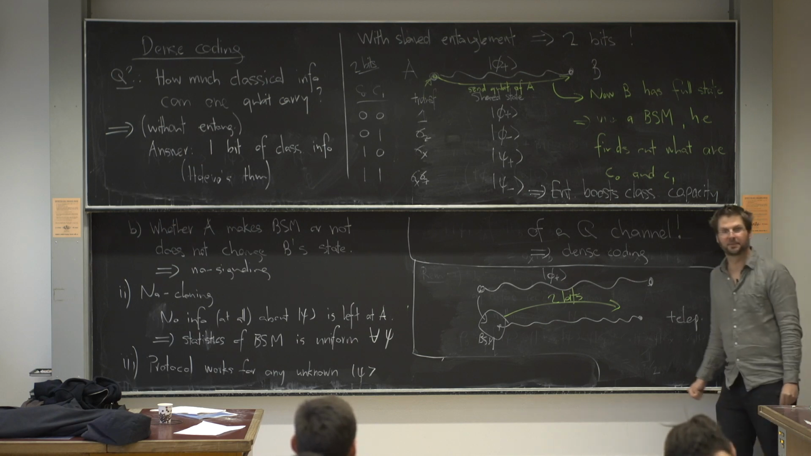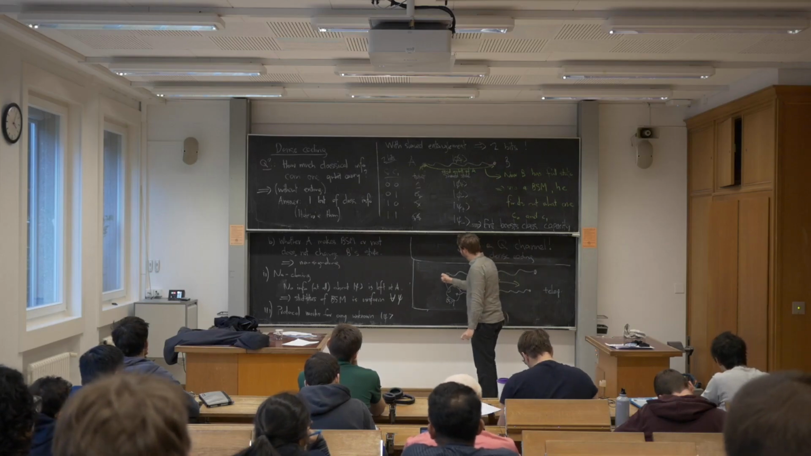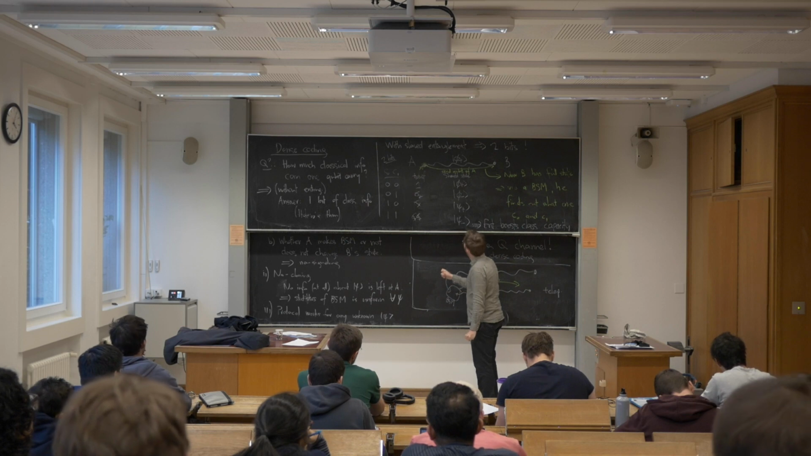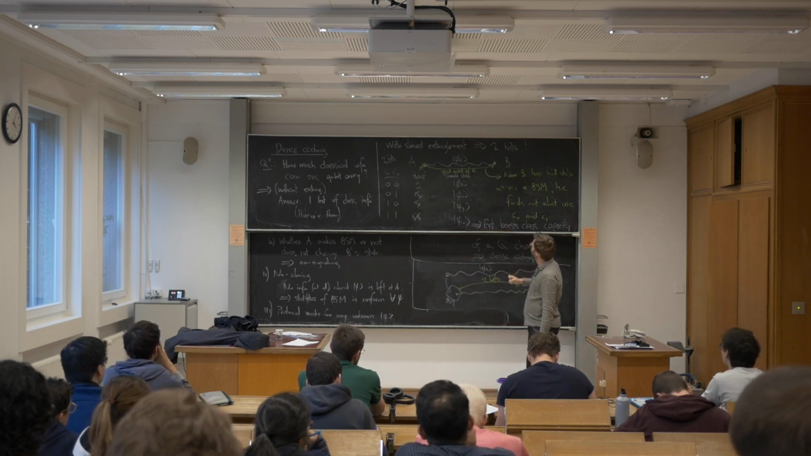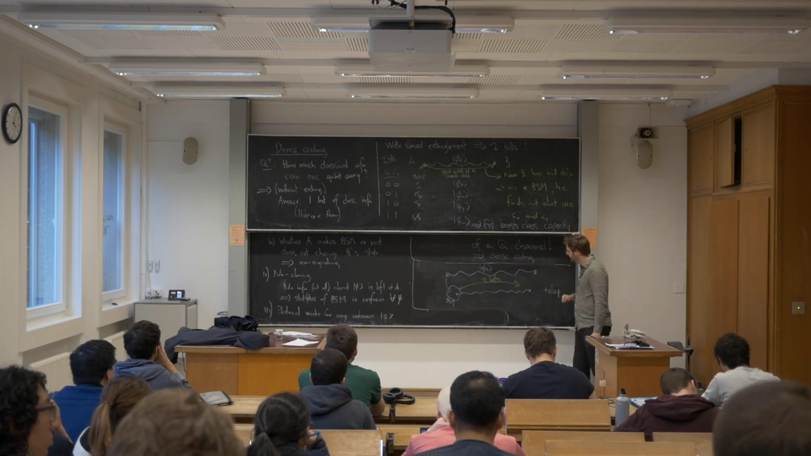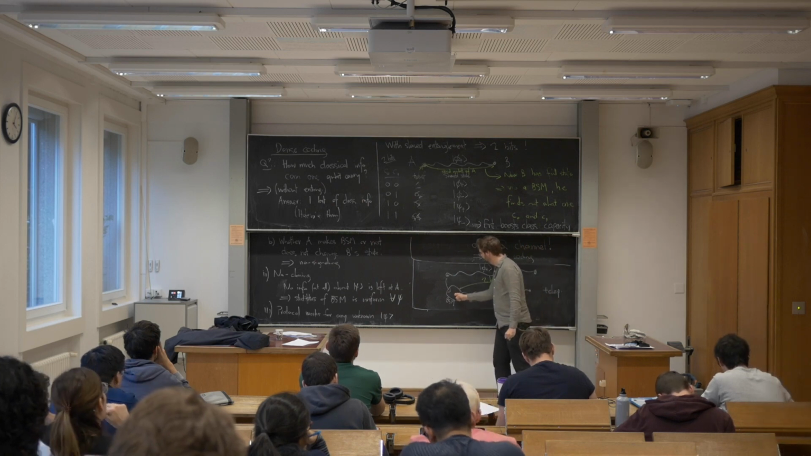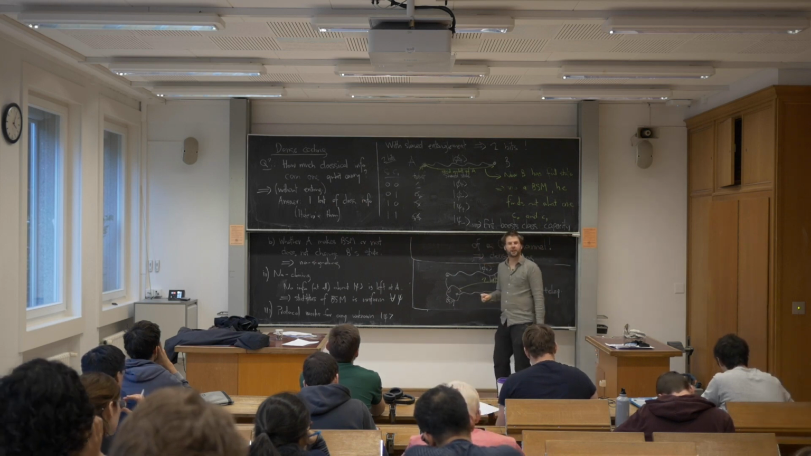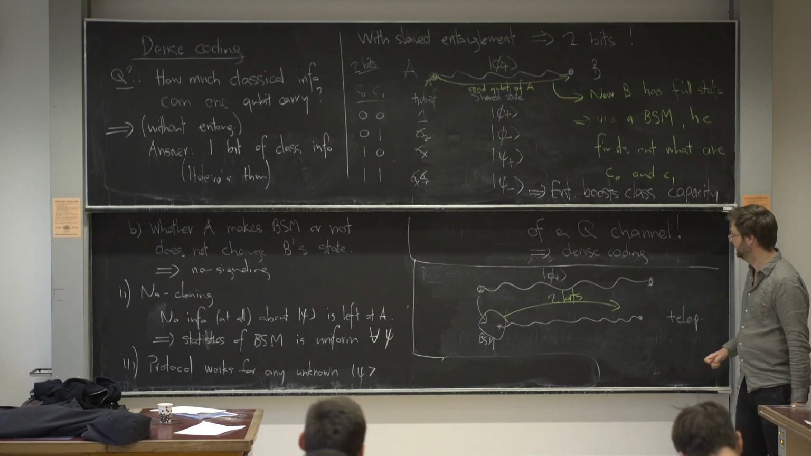Do you get it? Sorry, I know this one is a little bit tricky. Should I say it again? I try again. So, remember, dense coding is the idea that by just sending 1 qubit through a quantum channel, I can send 2 bits of information. Now, I will try to do my dense coding without a quantum channel, but with teleportation.